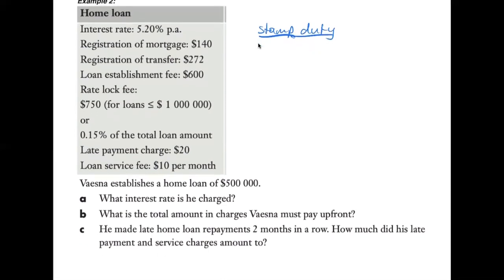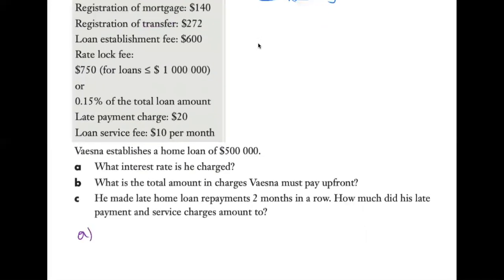So let's have a little look to understand everything that's going on. Vaisner establishes a home loan of $500,000. The first part asks, what was the interest rate that he is charged? Well, that's nice and easy. The interest rate that he is charged is just up here, it's given to you right there. So A, he was charged 5.20% per annum.